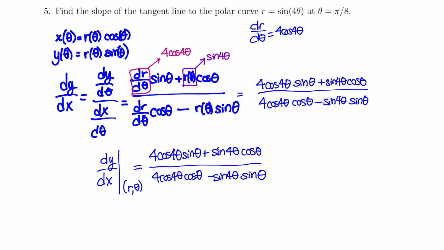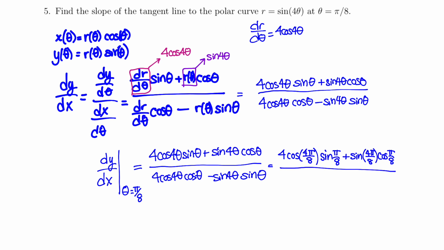And then, of course, the last thing, and you guys might already have a number for me, is to evaluate this at theta equals pi over 8. You guys got an answer for me? Of course you do. Notice you want to be very careful. If there's a 4 in there on the theta, you have to make sure you multiply before you evaluate.